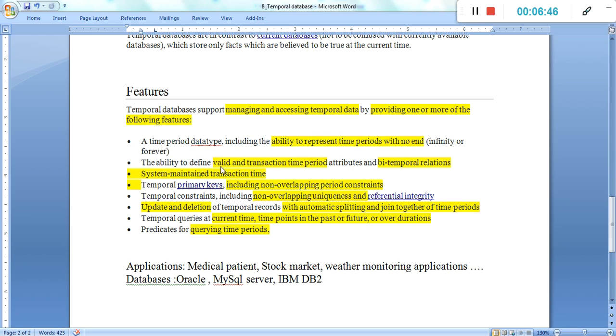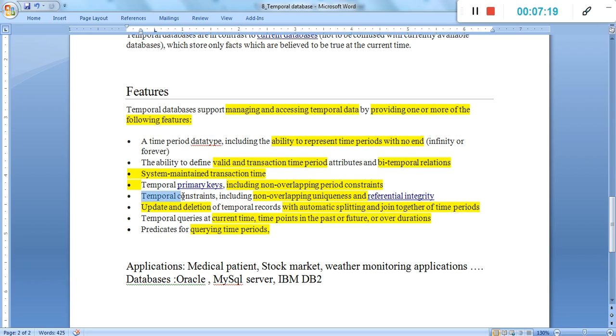A particular temporal database shows the valid and transaction time with the bitemporal relation. The system maintains the transaction time. Then the temporal primary key includes a non-overlapping period constraint. If we define a primary key in a temporal database, it includes the non-overlapping period constraint, because we have the time period.